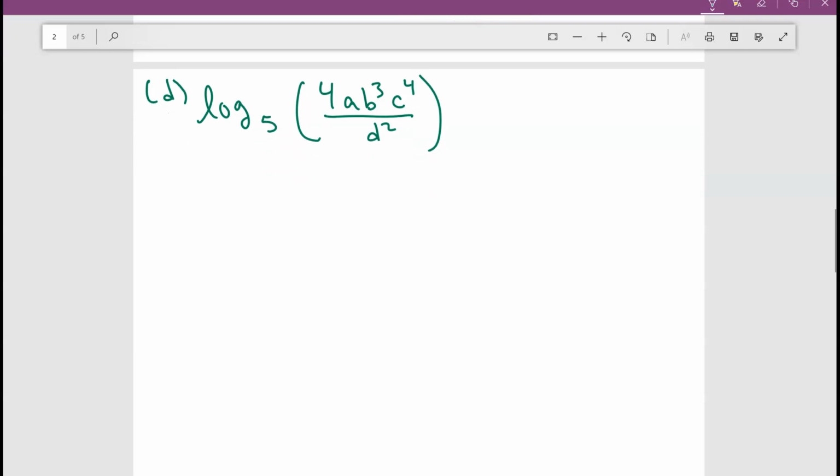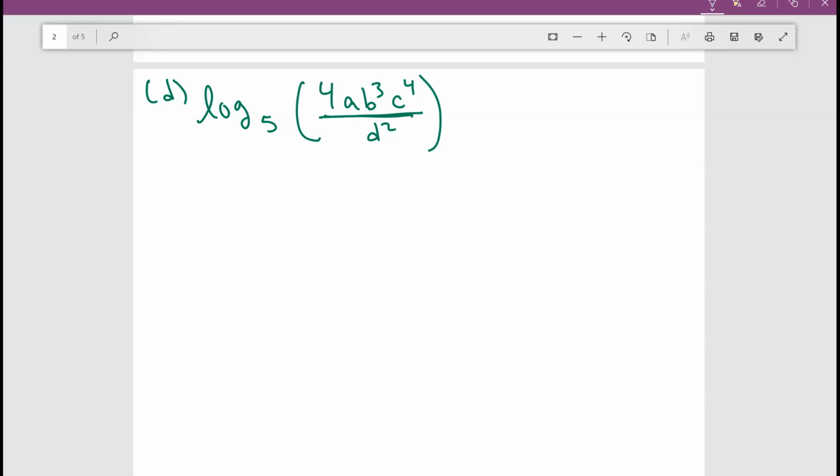Okay, so the first thing that we want to do, before we do any product or power property, let's first get rid of the fraction. The fraction might be freaking you out, so let's get rid of it. Now, because there's a division here, this fraction is going to turn into subtraction. So we're going to use the quotient rule.